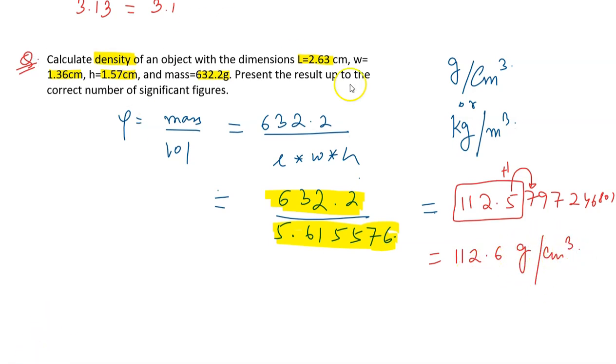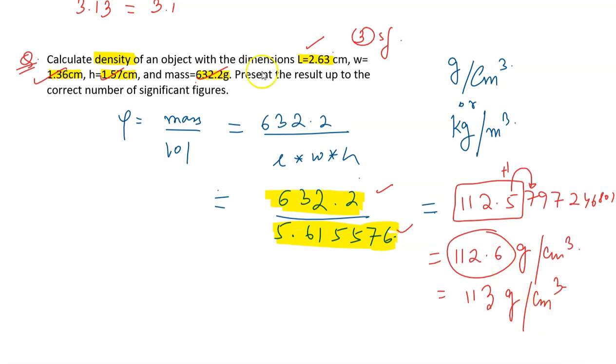So this result is based on only these two values, but we have to look at these values as well. So you can see the number of significant figures even at the basic level, that is the least in length, width and height. So we will take 3 significant figures. So I will present this answer as 113 grams per cubic centimeter, and this will be our final result.